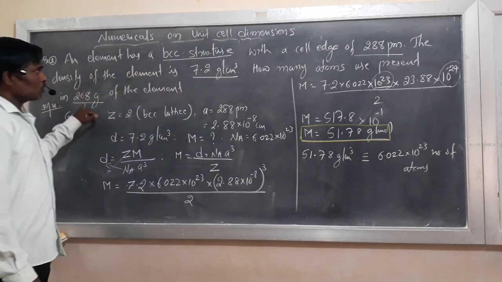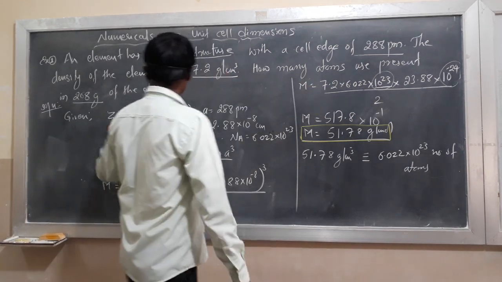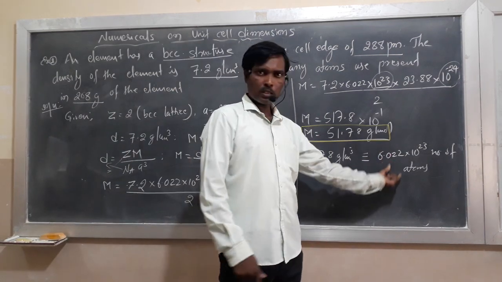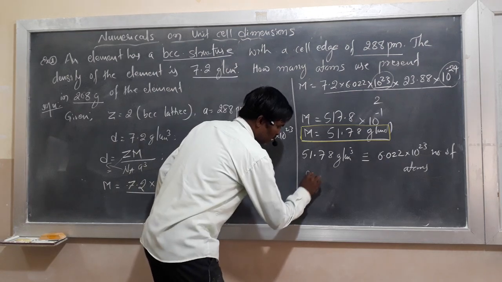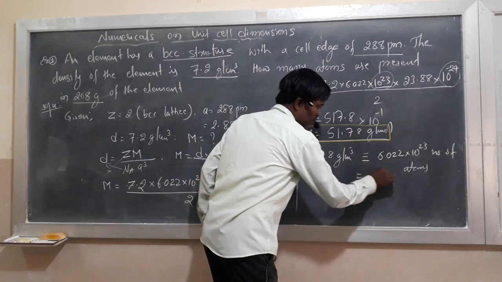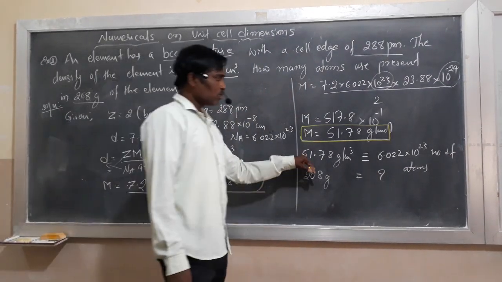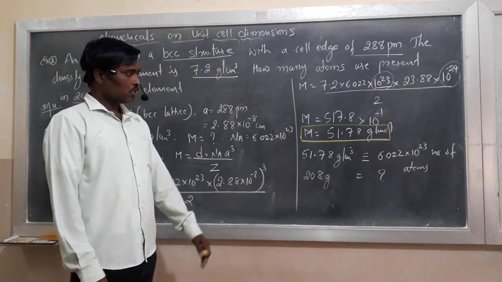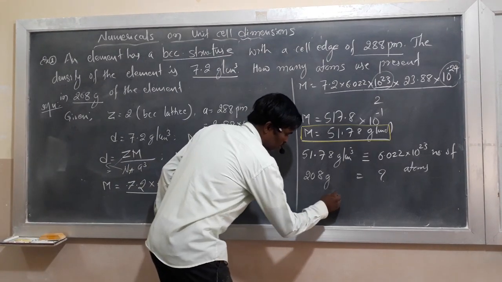Now, in the question, they asked to find how many atoms are present in 208 grams. In 51.78 grams, it contains 6.022 into 10 raised to 23 atoms. Then 208 grams of the substance contains how many atoms? So there is a simple mathematical conversion. This gram molecular mass contains Avogadro's number of particles. Then 208 grams contains how many atoms? So let me simplify this.